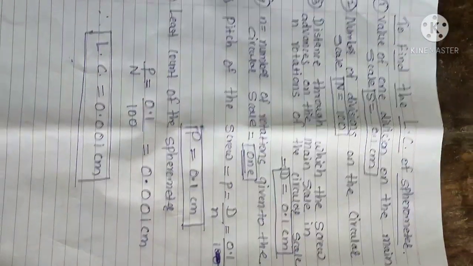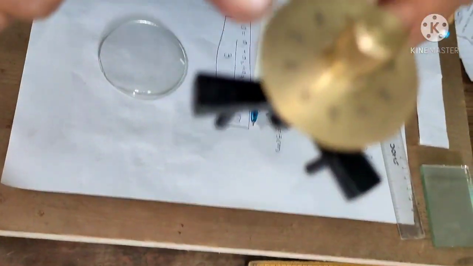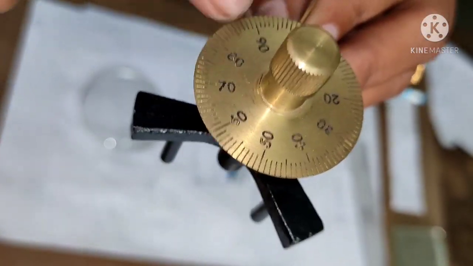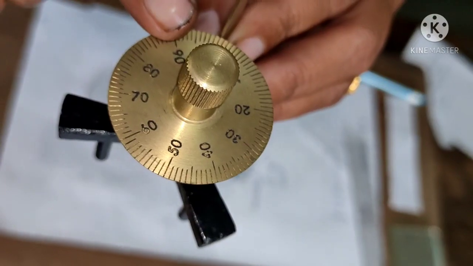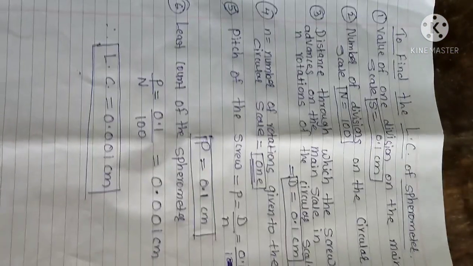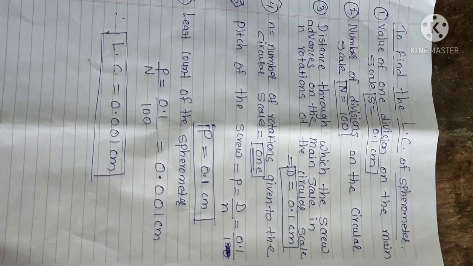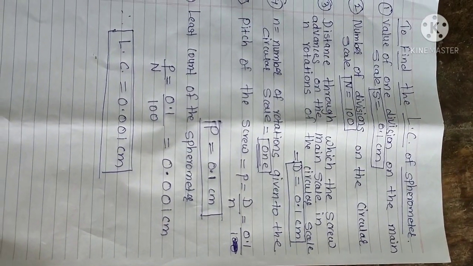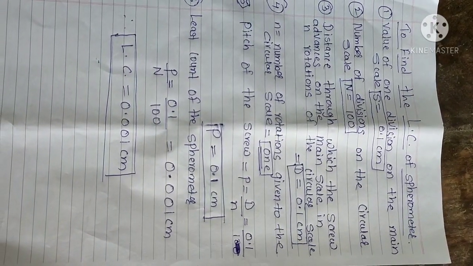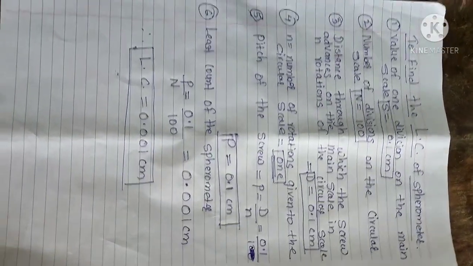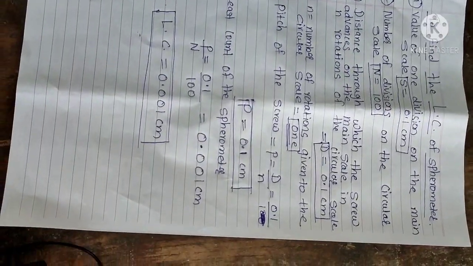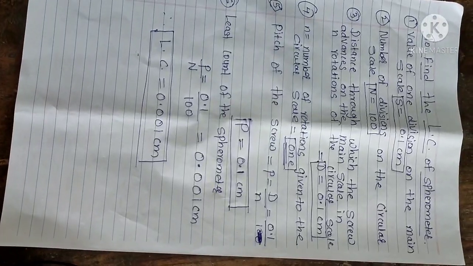Now second, number of divisions on the circular scale. Now you can see this is your circular scale. 0 to 90 means total number of divisions are 100. Capital N equals 100. Then third one, distance through which the screw advances on the main scale in n rotations of the circular scale, that is capital D equals 0.1 centimeter.